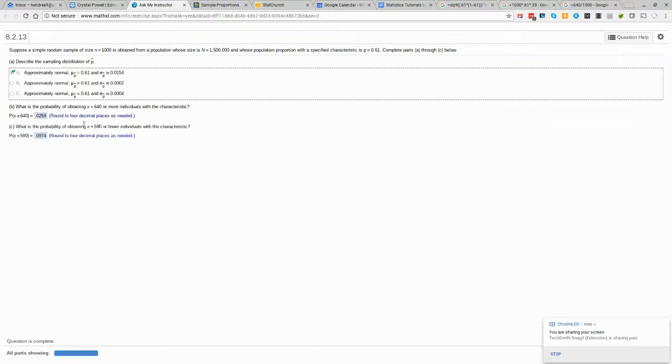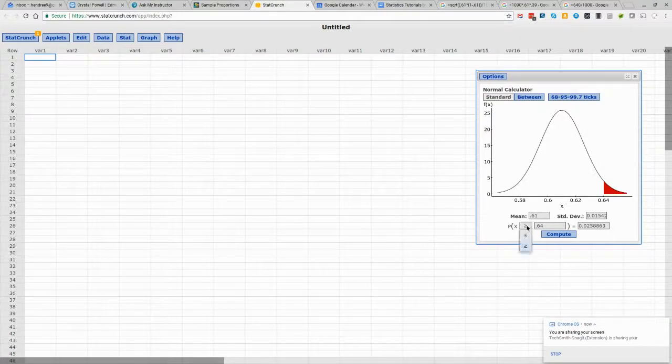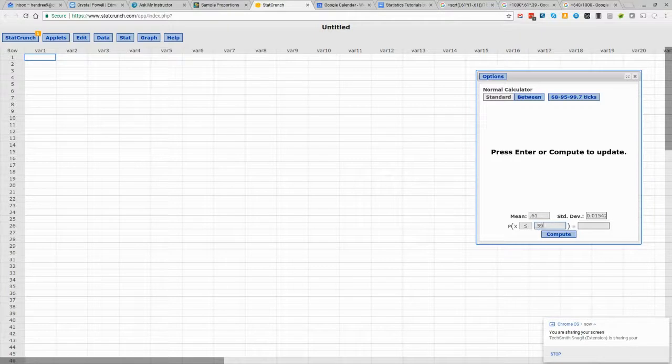Okay. Now part C is the same kind of thing. It's stating it slightly differently. We want to know what's the probability of getting 590 or fewer individuals with the characteristic. So again, you have to turn that into a proportion. 590 divided by 1,000 is just 59%, right? So we're asking, what's the chance of getting less than a 59% proportion?